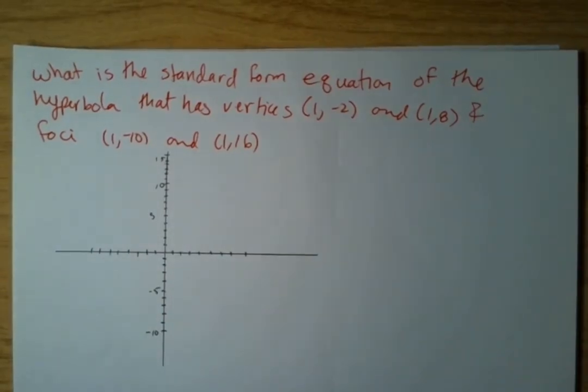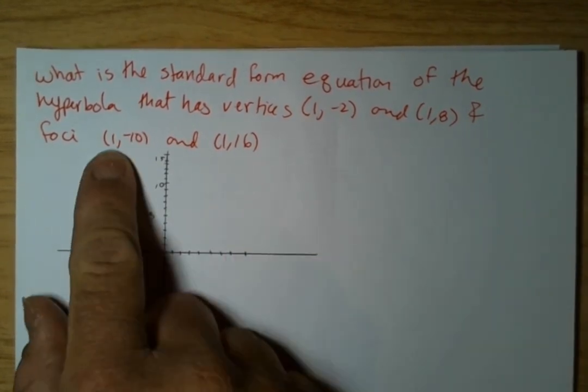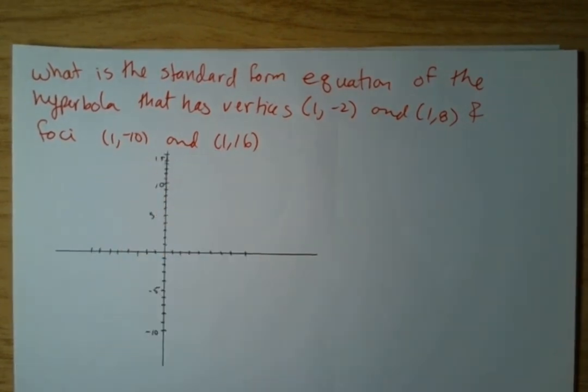Okay, so here we're going to take a look at finding the standard form equation of the hyperbola that has vertices at the given values (1, -2) and (1, 8), and foci at (1, -10) and (1, 16). Right, so this one is going to be centered off the origin.